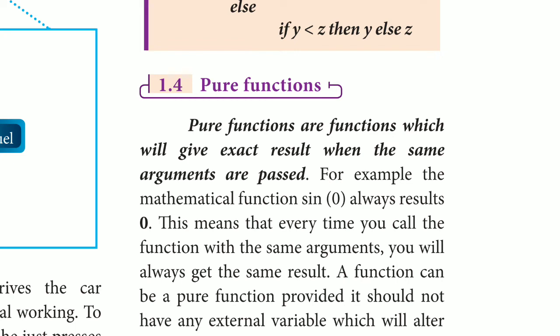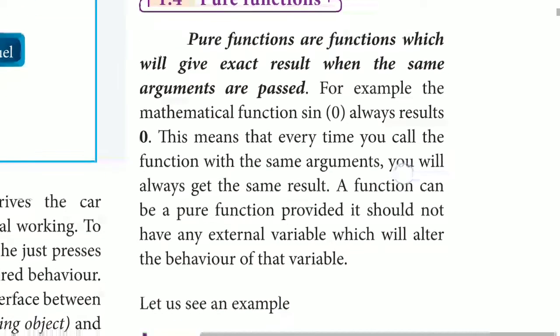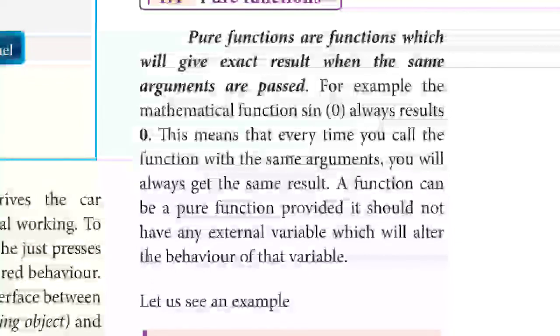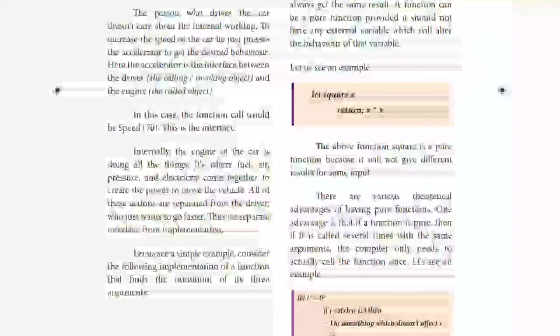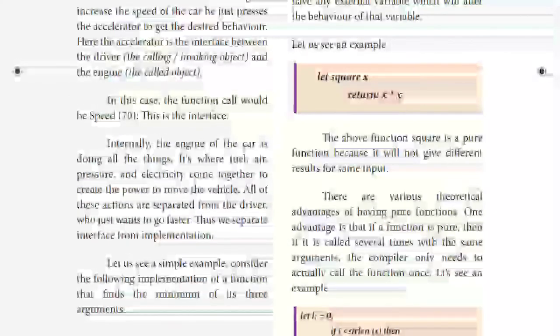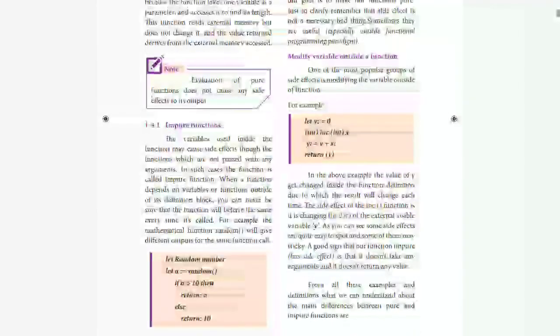The function can be a pure function provided it does not have an external variable which would be altered, changing the behavior of the variable. Here you can see that based on the value given to the pure function, the output value will be the same. So this is known as a pure function. Next is the impure function, and here they have given some examples.